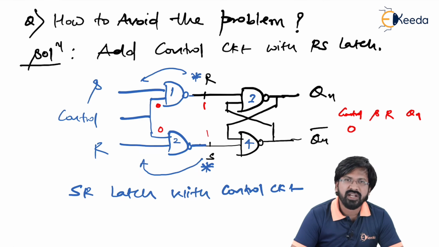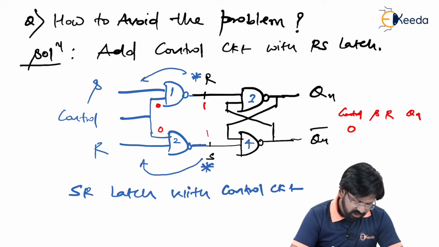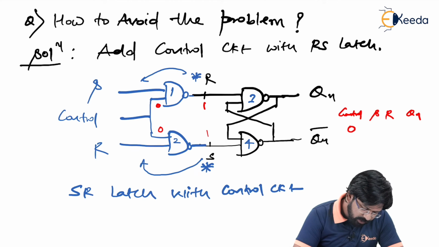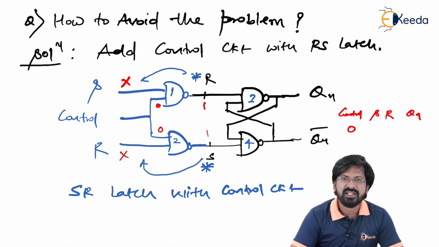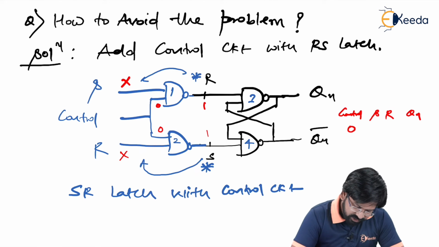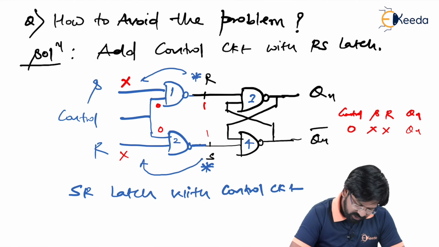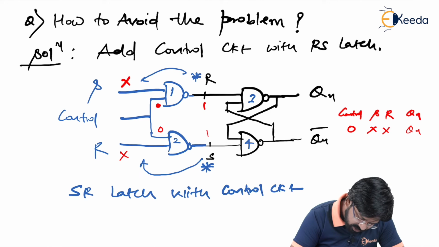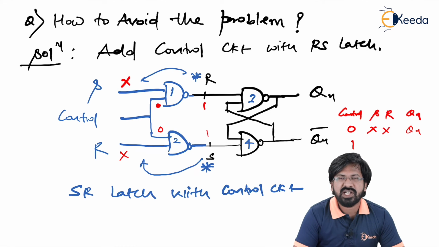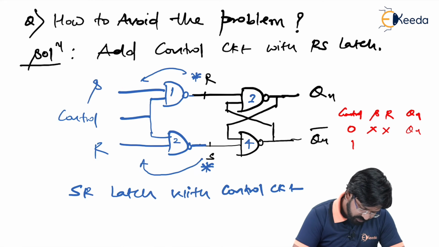This Qn will remain Qn and Qn bar will remain Qn bar only, meaning that whatever you apply on S and R is now immaterial, since control equal to 0, inputs are desensitized, right? Therefore, whatever you keep on S and R, they are don't care, Qn will remain Qn, and therefore we say this condition is what we call the no change condition, right? Let us go ahead. Suppose I make control equal to 1, then only the status of S and R will make some sense. So let us see next.